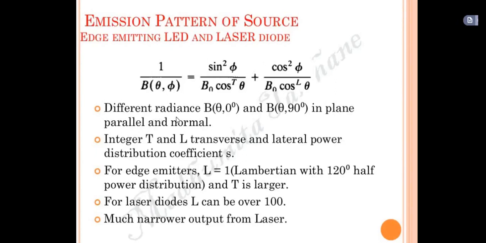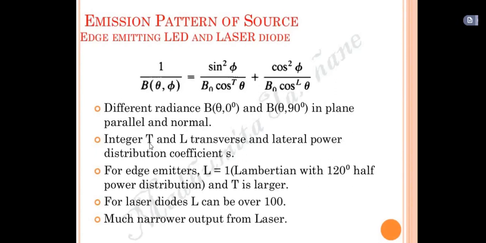So what is the difference? What radiance can we have? We can have B of theta comma 0 degree, meaning starting from the initial value of 0, and if it is normal incidence, that would be B of theta comma 90 degree, in a plane parallel and normal. This is in plane: 0 degree means in the plane, and 90 degree means the normal direction. So respectively, for the parallel and for the normal plane, if you want to see the angles, we can obtain them in this manner.